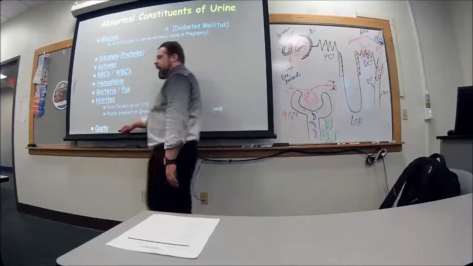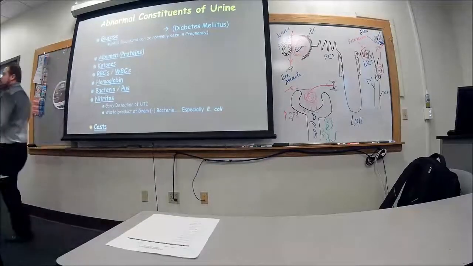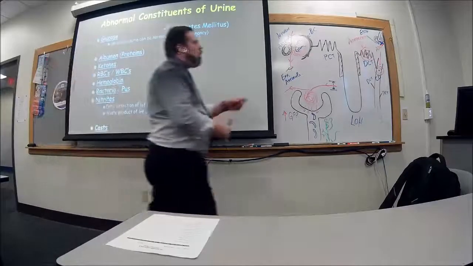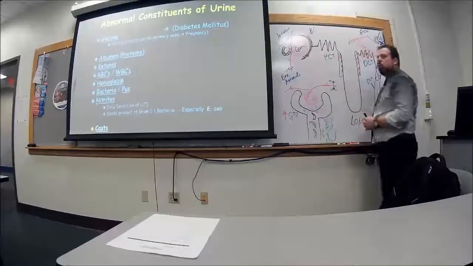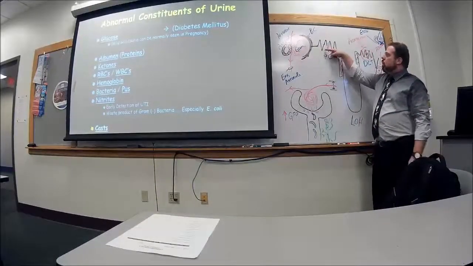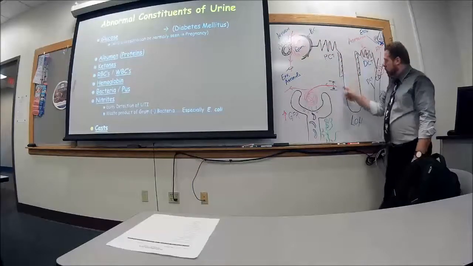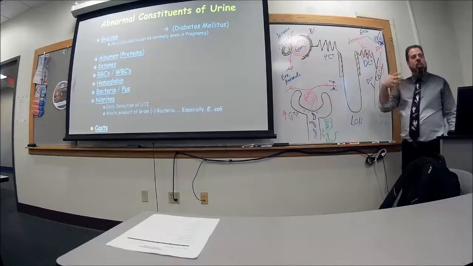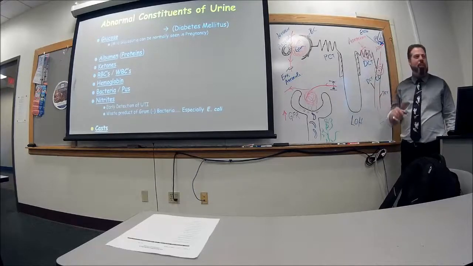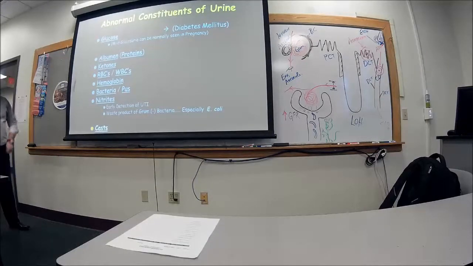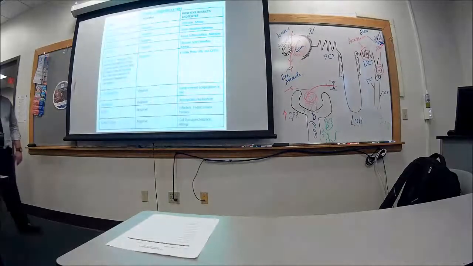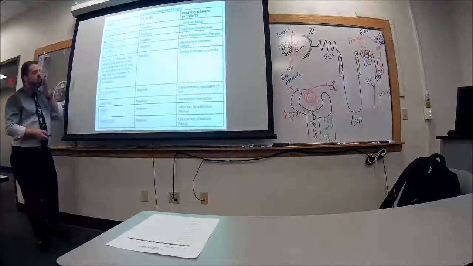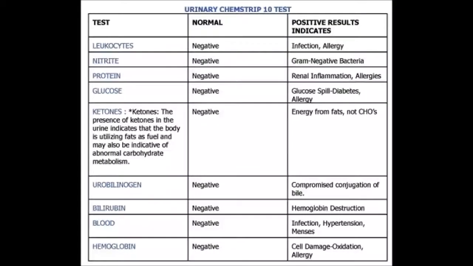And then we also have casts. These are interesting because if there's a lot of red blood cells that end up going into the tubule, they take the mold of the tubule and go through the whole thing, and when it comes out, they actually are casts of what the tubes are. I'll show you a picture. It's interesting. So abnormal constituents, and this is where they're all on here. They should all be negative. If they're positive, think of these things over here.